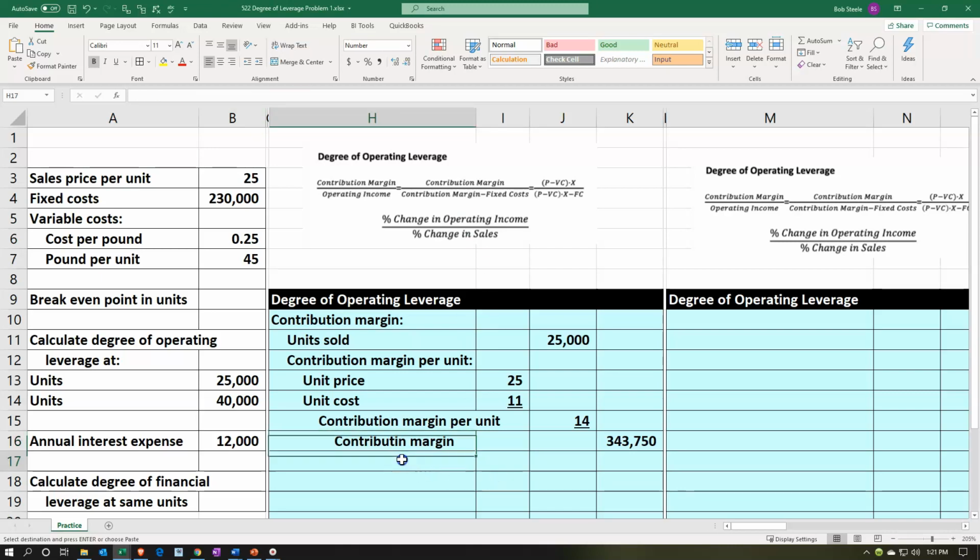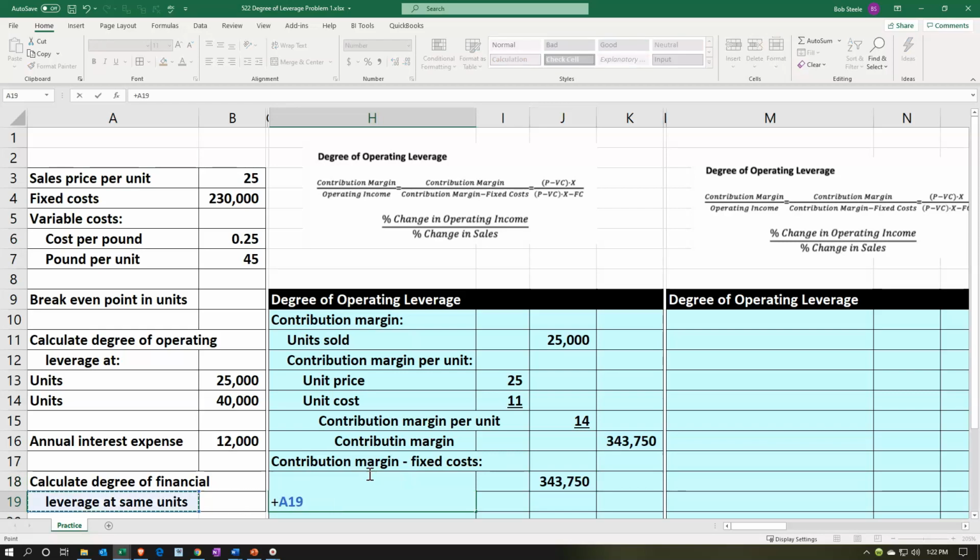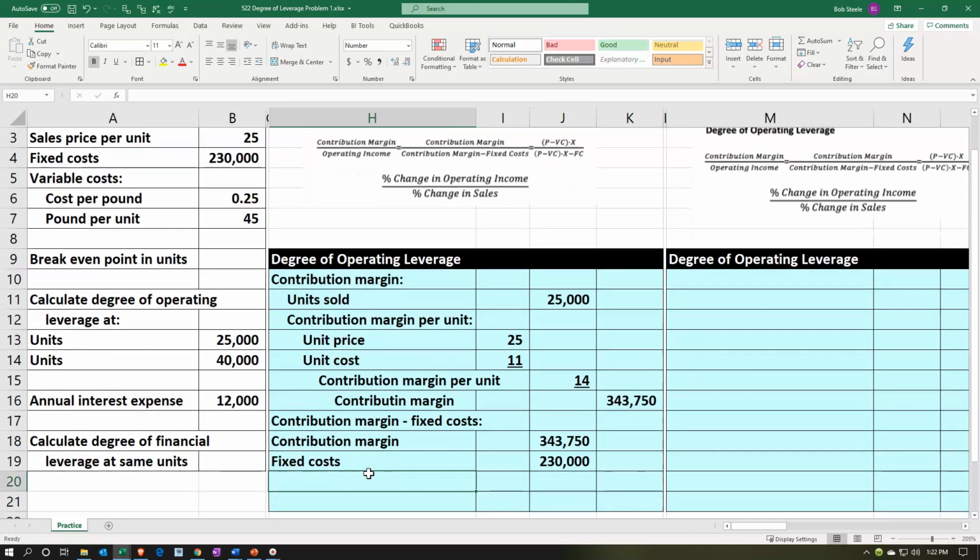Then we're going to go to the bottom half here, which is the contribution margin minus the fixed costs. So we can do that calculation, which is operating income. We already have the contribution margin because we calculated it up top. So the contribution margin is equal to this 343,750. And then we're going to be picking up the fixed costs. Those are up here, those are fixed in our data. That's going to be the 230,000.